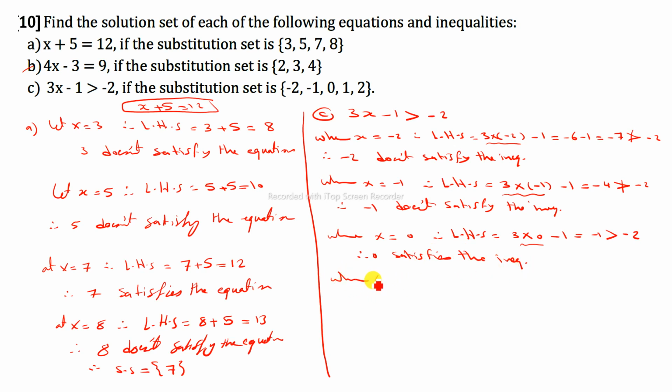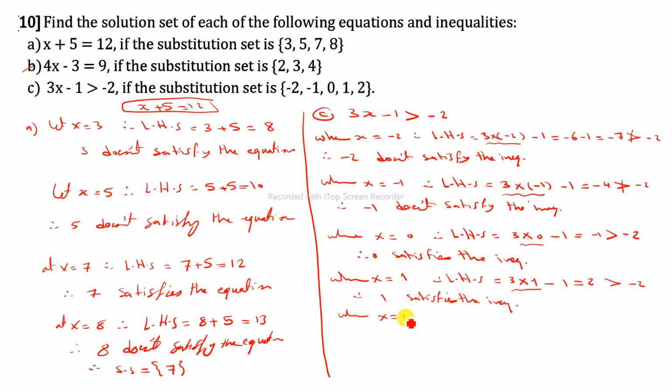وبعدين when x is equal to 1, therefore left hand side is equal to 3 times 1 minus 1. 3 times 1 is 3, 3 minus 1 is 2. Is 2 greater than negative 2؟ طبعا greater than negative 2. Therefore 1 is a solution for the inequality, or 1 satisfies the inequality.